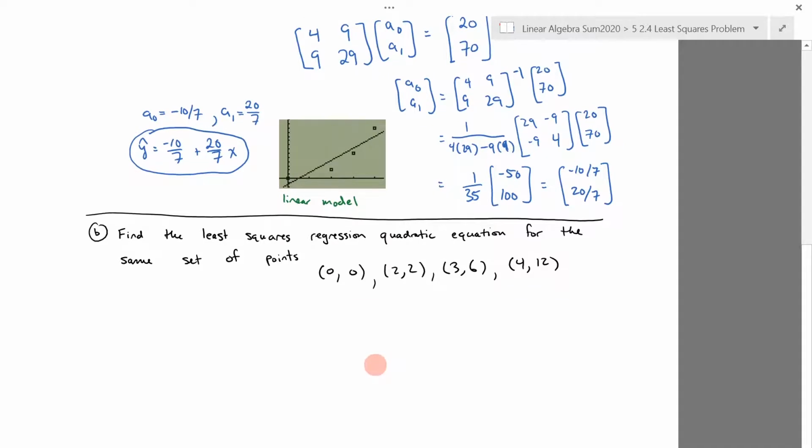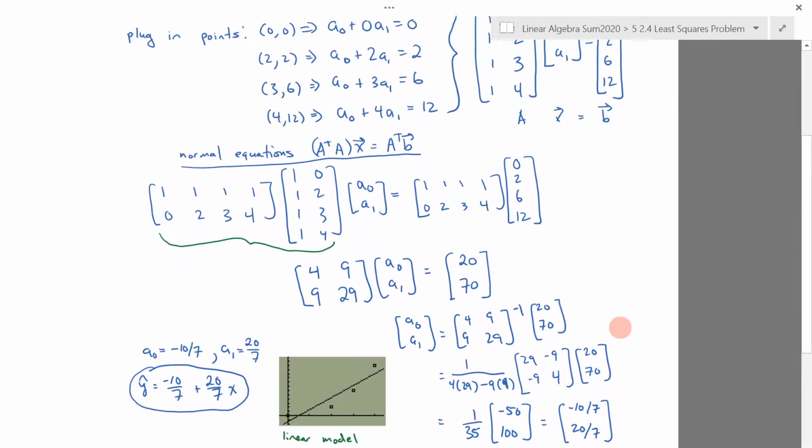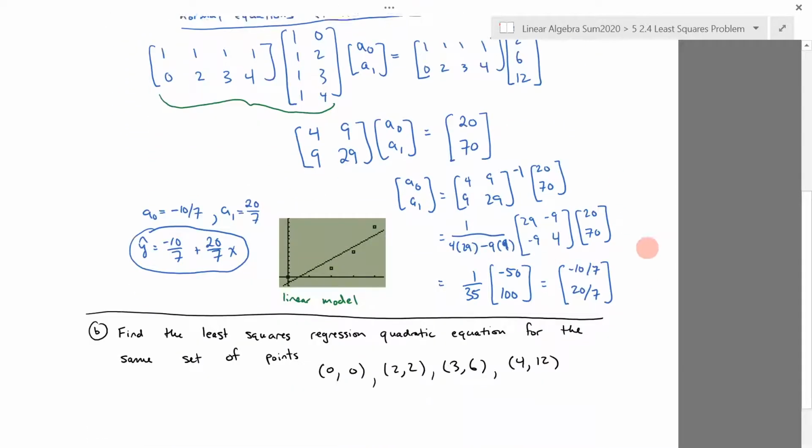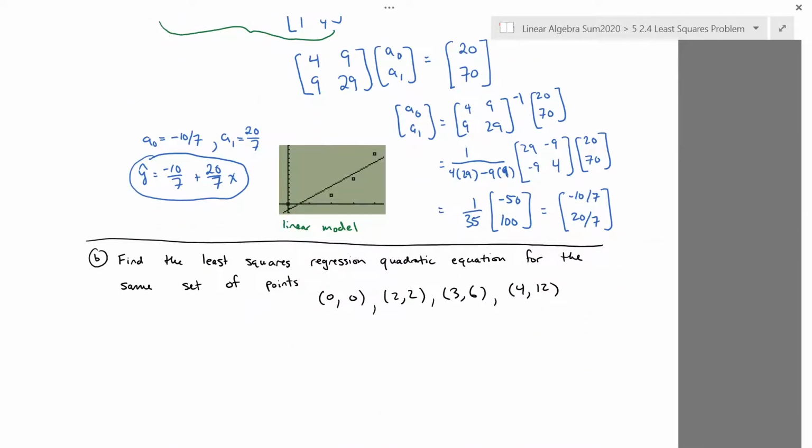Okay, so in the second part here, what we're going to do is take the same 4 points from before, but instead of using a linear model, I'm going to look for a quadratic model. Right, so I want to try to fit this data with a quadratic equation. So now our model will go up to x squared. The general form would be y equals a0 plus a1 x plus a2 x squared. So now I have 3 coefficients.